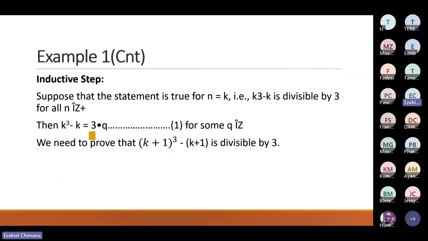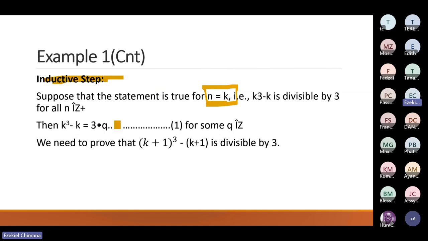So the inductive step. Let's talk about the inductive step. How do you do the inductive step? Suppose that the statement is true for n equals k. Remember, on the inductive step, you start with the inductive hypothesis, which is that it is true for n equals k. So we'll be saying k cubed minus k is divisible by 3 for all n in the set of positive integers.